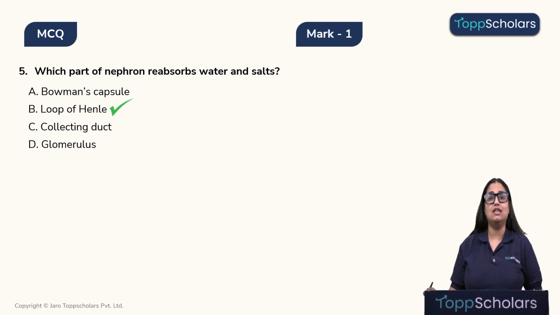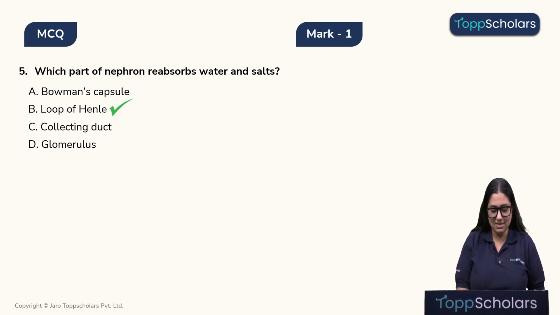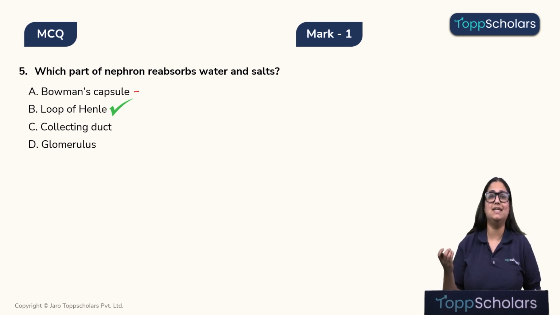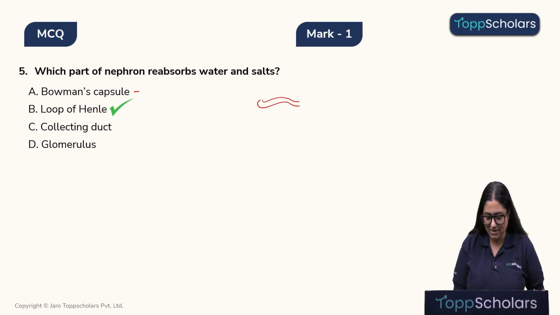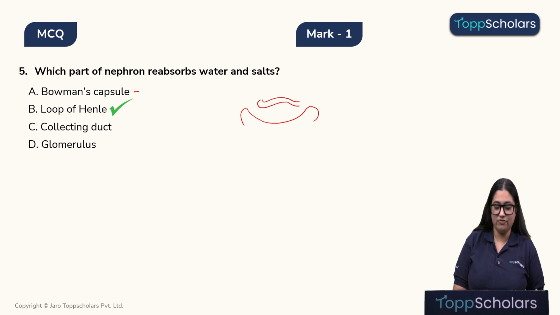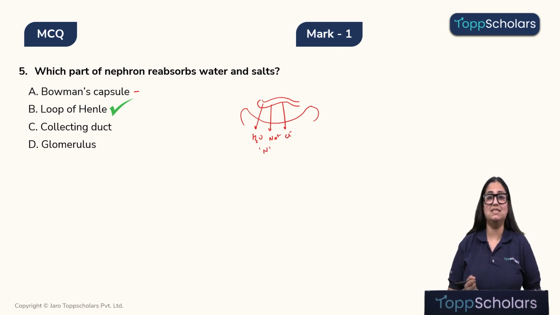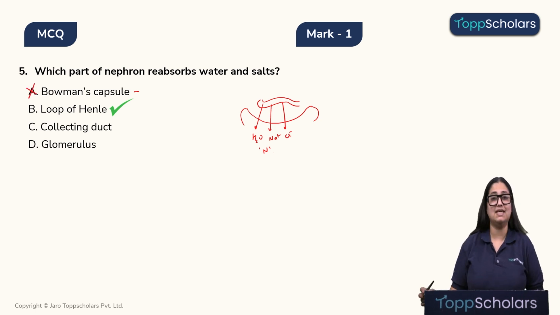Now let's see why the other options are incorrect. Children, Bowman's capsule is a site where the filtrate enters, right? Remember that the glomerulus is this blood vessel present in the Bowman's capsule. Now from the glomerulus, because of pressure, lots of things will enter. This includes the water, ions, nitrogenous waste, etc. Okay, so Bowman's capsule is not a site of reabsorption. It is the site where the filtrate enters from the glomerulus. Therefore, option A is incorrect.